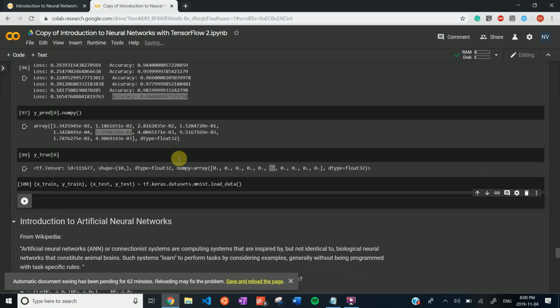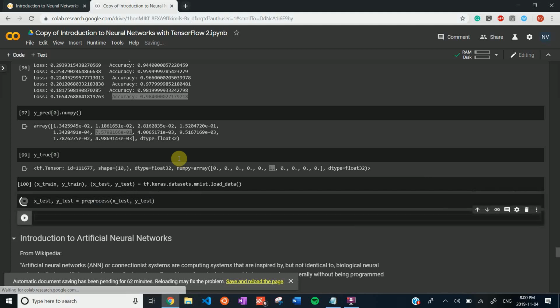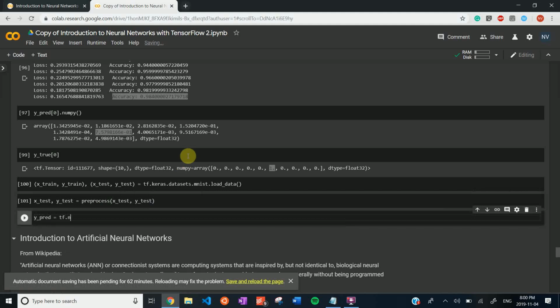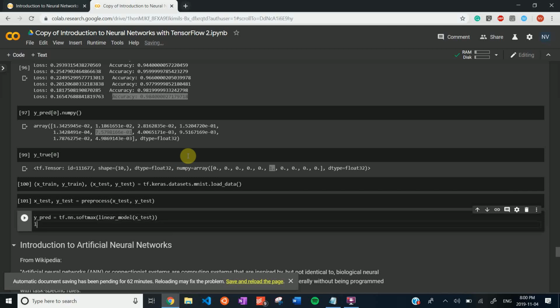And we're going to use our pre-process function that we wrote before. So this is exactly what we did before. And now we can actually evaluate how good our model is. And so we have our prediction. And we also have our loss.